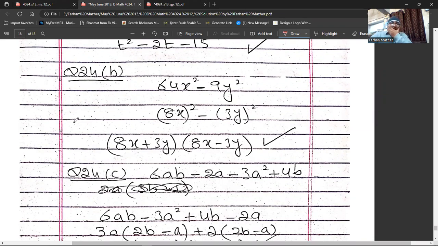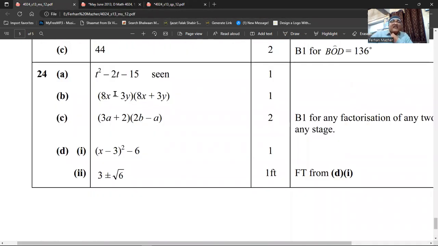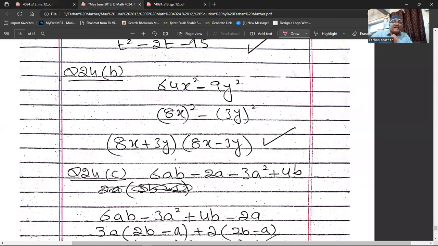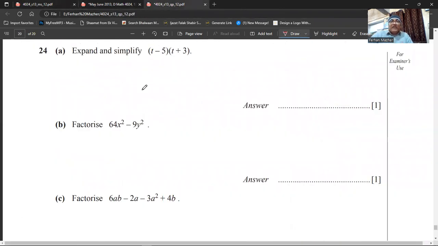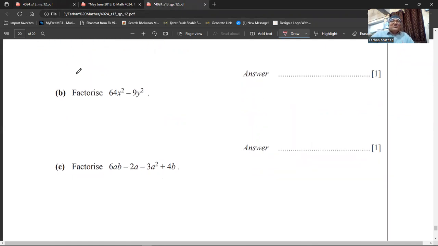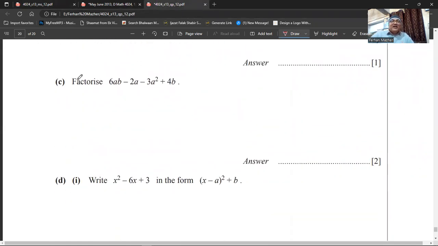So this is my answer. So let's check. 8x minus 3y, 8x plus 3y. The answer is right. I hope you understand, you remember. This is taught in 8th class in Pakistan. So question number 24 and C part, he says 6ab minus 2a minus 3a squared plus 4b.